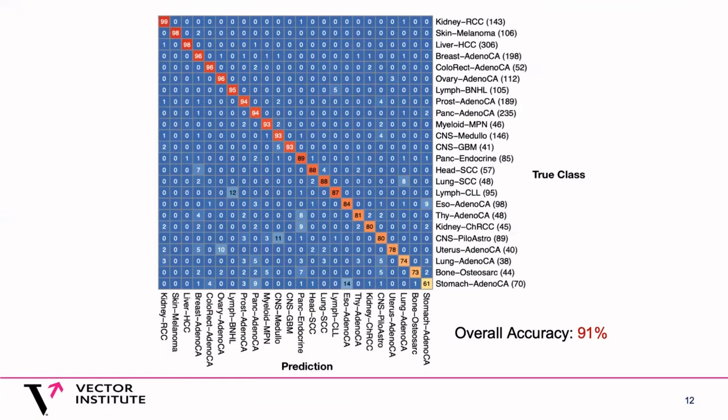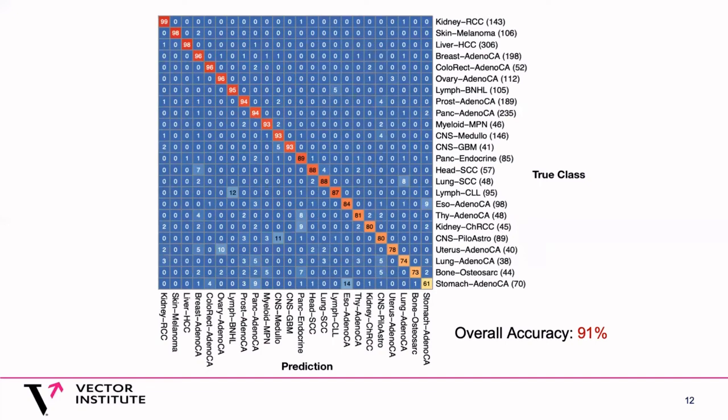Here I have a confusion matrix for the best performing model. We have the model's predictions on the x-axis and the true cancer type on the y-axis, averaged over an ensemble of 10 different neural networks. You can see that overall accuracy was about 91%, which is roughly double the pathologist that I mentioned on the second slide. And 20 of the 24 cancer types could be identified with an F1 score of at least 0.8.